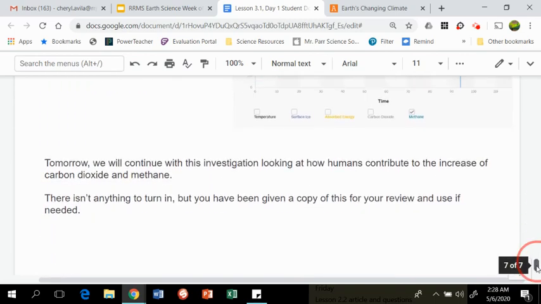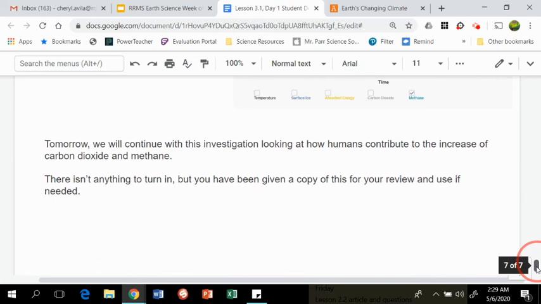Tomorrow we will continue with this investigation, looking at how humans contribute to the increase of carbon dioxide and methane. There isn't anything to turn in, but you have been given a copy of this for your review and to use if needed.